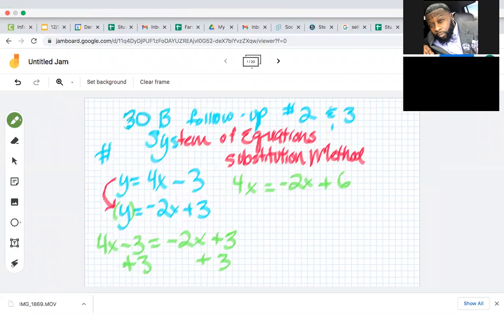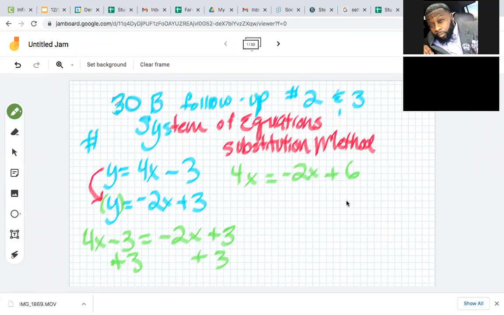You got it? Yeah. So that's a negative 3, right? So it would be 4x equals negative 2x plus 3. Why would you say plus 3 if you just added 3 to both sides? I mean plus 6. Right. All right, so now what we're going to do? Do you know what to do at this point? Give me a sec.